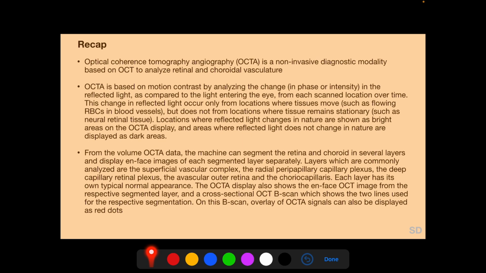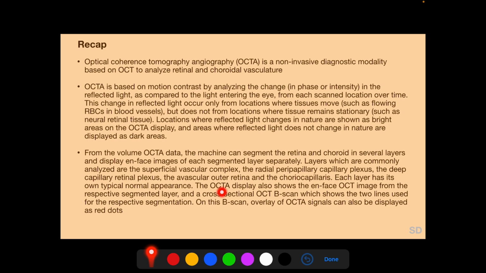Locations where reflected light changes in nature are shown as bright areas on the OCTA display, and locations where reflected light does not change in nature are displayed as dark areas. From the volume OCTA data, the machine can segment the retina and choroid in several layers and display en face images of each segmented layer separately. Layers which are commonly analyzed are the superficial vascular complex, the radial peripapillary capillary plexus, the deep retinal capillary plexus, the avascular outer retina, and the choriocapillaris. Each layer has its own typical normal appearance.